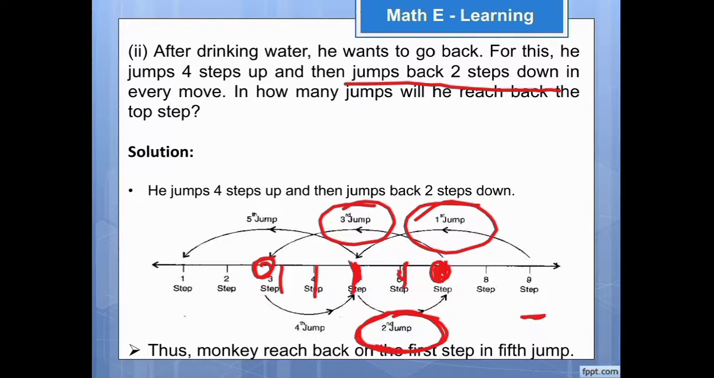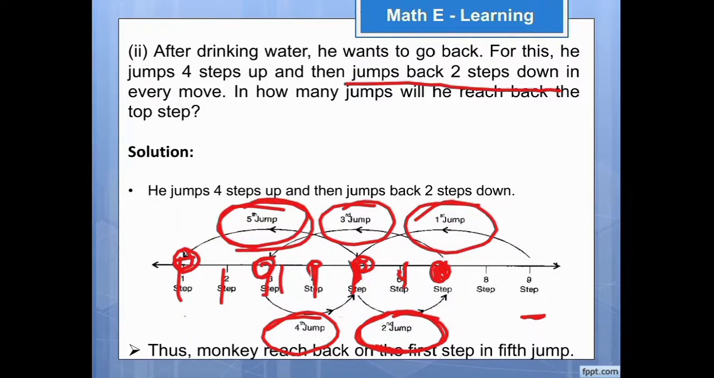Then we count 2, 1 and 2. So after the fourth jump, he reaches the 5th step. Then again we count 4, 1, 2, 3 and 4. So after the 5th jump, he will be on the first step. Okay, so in total how many jumps will he need to reach the topmost step? We can say that after the 5th jump, he will reach the topmost step.